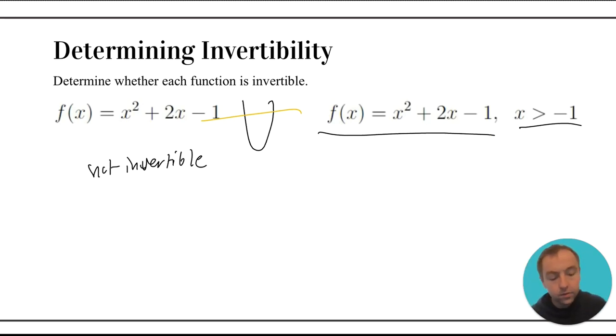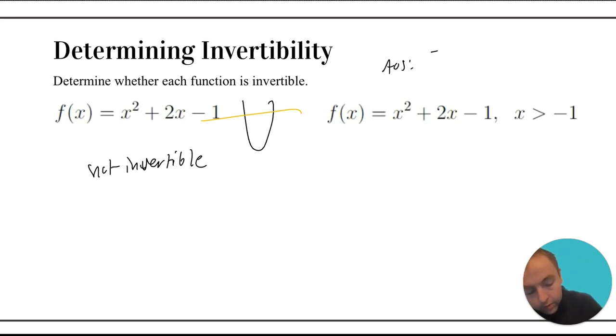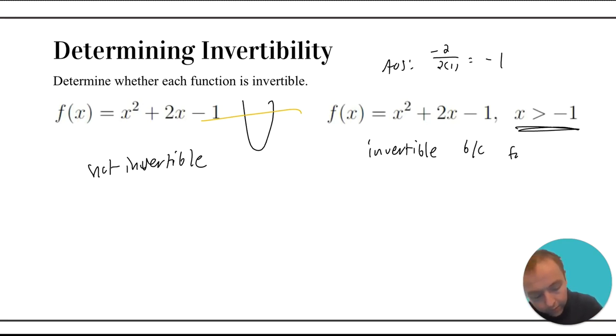Well, that's the same thing. But now we've said that x is greater than -1. Well, what does -1 mean? It's actually the axis of symmetry, because the axis of symmetry for a parabola is -b over 2a, which is -1. So if we graph the parabola only to the right side of -1, then it'll pass the horizontal line test, right? So we'd be able to find an inverse. So this is definitely going to be invertible, because it's a function and it is also 1-to-1, right?